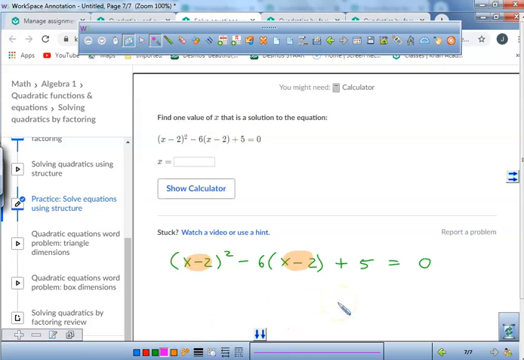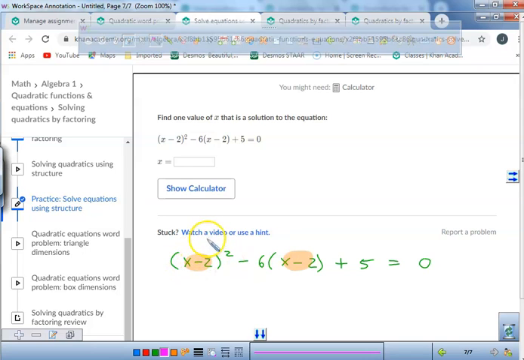We can replace it technically with any letter. So you could use an M if you wanted to. You can use a B if you wanted to. I'll just call it B. All right? So I'm going to call this B. I'm going to call this B. So I'm going to say B is equal to x minus 2. So if I change this to a b, now it becomes b squared minus 6b plus 5 equals 0.